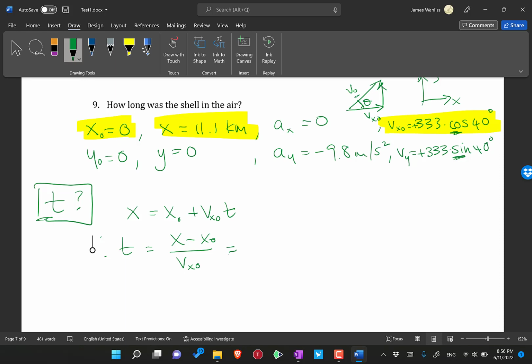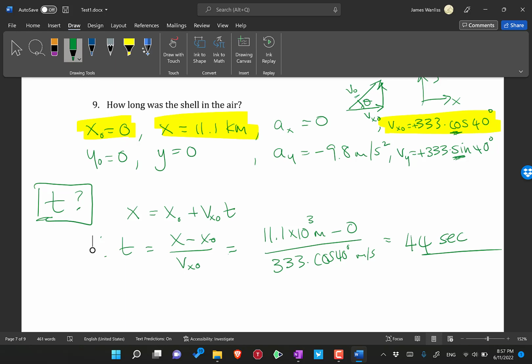So 11.1 times 10 to the 3 meters minus 0 divided by 333 times cosine of 40 degrees, and that's going to be meters per second. That works out to be 255 meters per second. This gives me an answer of about 44 seconds. Now that's perfect. You could just move on. We're done. The shell was in the air then for 44 seconds, but it's not the only way to solve this problem, right?